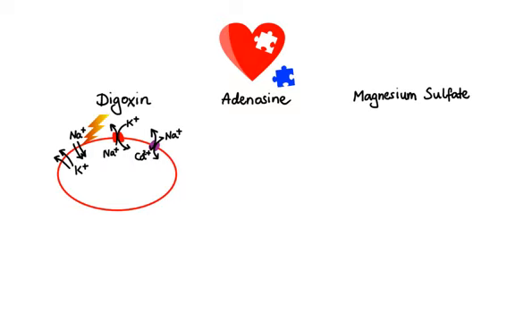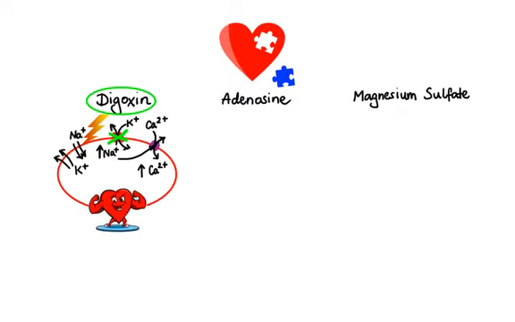So what happens when digoxin comes around is that it inhibits the sodium-potassium pump by binding to the potassium binding site. This results in an increase in intracellular sodium, which in turn causes the sodium-calcium exchanger to pump sodium out and bring more calcium in. This increase in intracellular calcium leads to enhanced myocardial contractility.